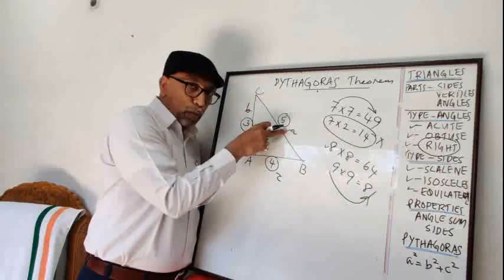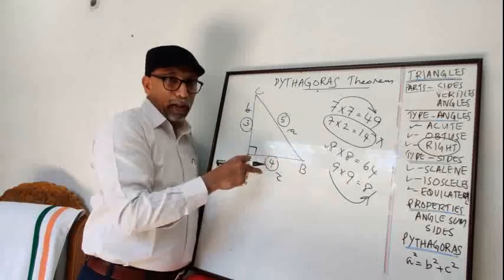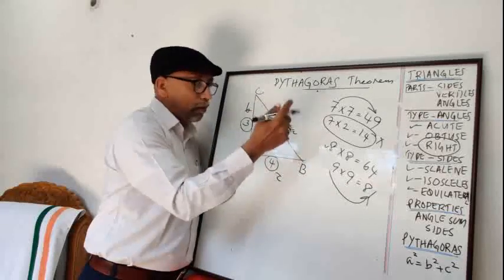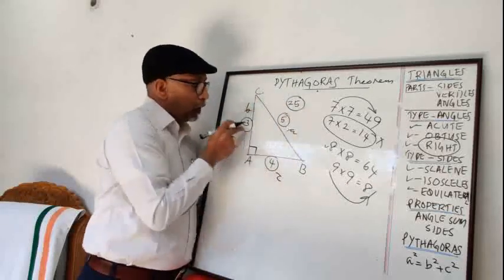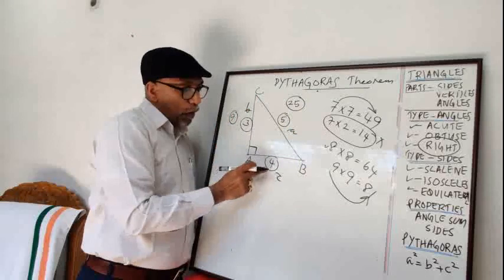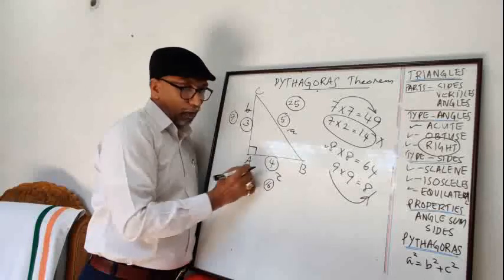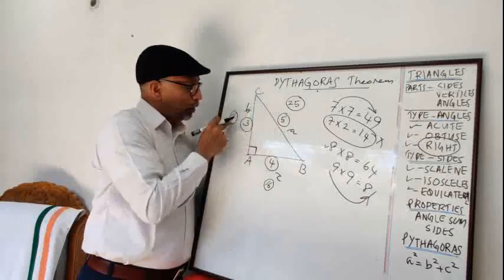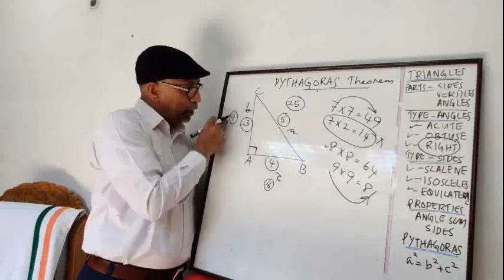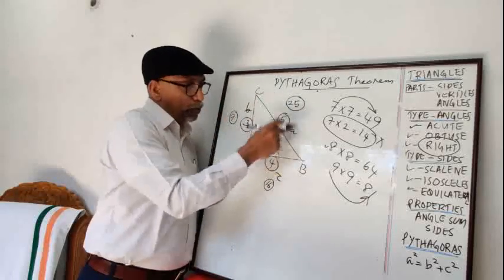The square of the hypotenuse is equal to the square of this one plus the square of this one. So square, square, square. Let's see this one. What is the square of 5? 5 into 5, that is 25. What is the square of 3? 3 into 3, that is 9. What is the square of 4? 4 into 4 is 16. See, this one is equal to this one plus this one. Correct? 25 is equal to 9 plus 16. 16 plus 9 is how much? 25.